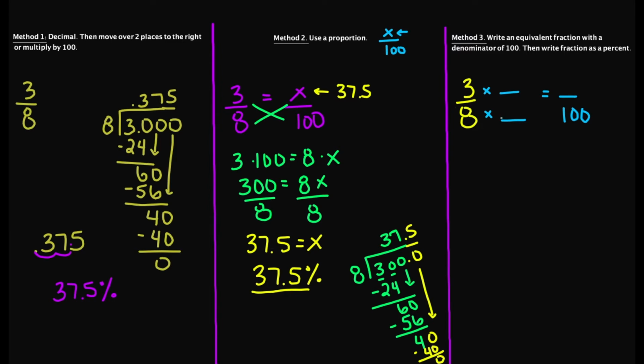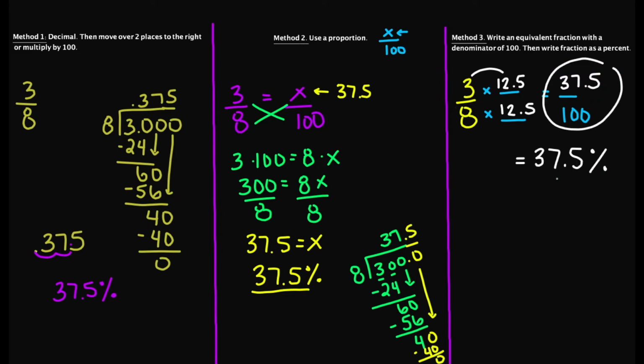So what number times 8 is going to give me 100? And that's going to be 12.5. If I multiply 12.5 times 8, that's going to give me 100. I'm going to do the same thing on top here, 12.5. So now we're going to multiply my top number, 12.5 times 3. This is going to give us 37.5 in my numerator, and that's going to be 37.5%.